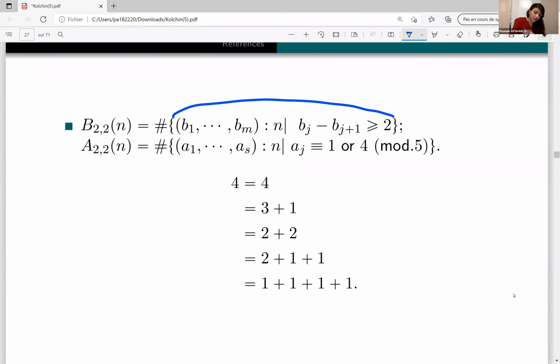We have B_{2,2}(n) and A_{2,2}(n), and the partitions of 4. I will denote this type of partitions by the partitions of type 1. The first partition of 4 has just one part, so obviously it is a partition of type 1. In the second one, we don't have any equal or consecutive parts, but in the other partitions, we have at least one pair of equal parts. So we have just two partitions of type 1.